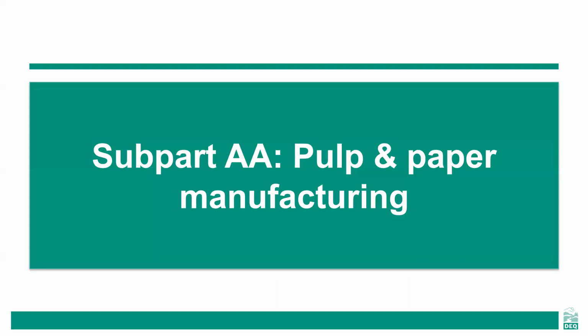We will now discuss reports from sources that report under Subpart AA, pulp and paper manufacturing. This section outlines key components, regulatory compliance requirements, specific challenges, and verification best practices for sources that report greenhouse gas emissions under Subpart AA.